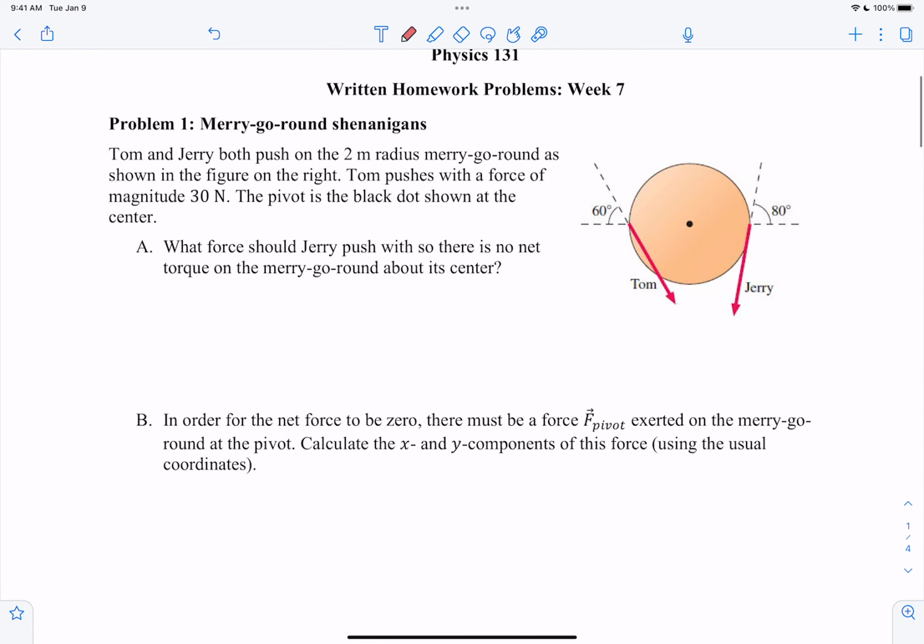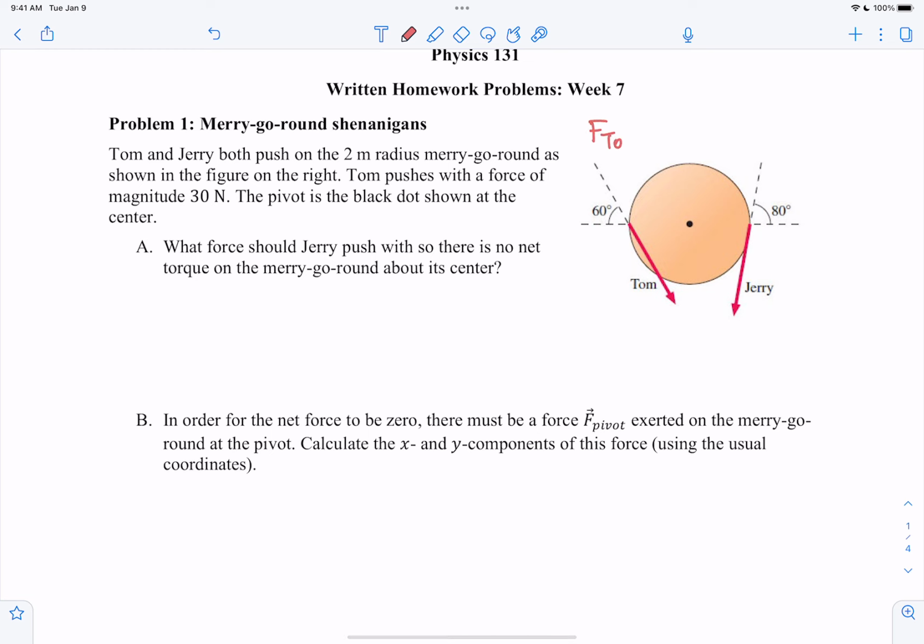So problem 1 is merry-go-round shenanigans. Tom and Jerry both push on the 2-meter radius merry-go-round as shown in the figure on the right. Tom pushes with a force of magnitude 30 newtons, and the pivot is that black dot shown at the center, right? So we have Tom and Jerry, right? This is the only type of goofy problem that I like, because Tom and Jerry is quality TV right there. I don't like the Among Us problem that they had on the last quiz, but I do like this one. So we have Tom's force, so we can say F Tom.